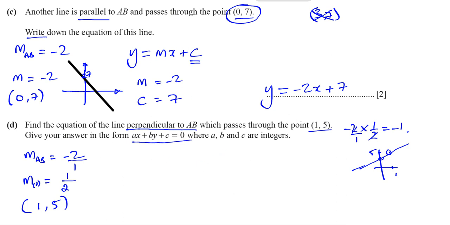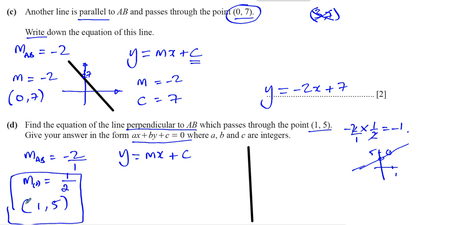Now, y = mx + c is what normally people like to use. Most students normally use this, so I'll use this first. Remember, m is the gradient of the line that we need. So we've got this information here: the gradient and the point that we're going to use. The y coordinate is 5, the gradient is a half, the x coordinate is 1, and we have to find what c is.